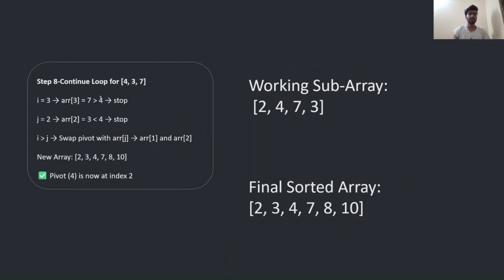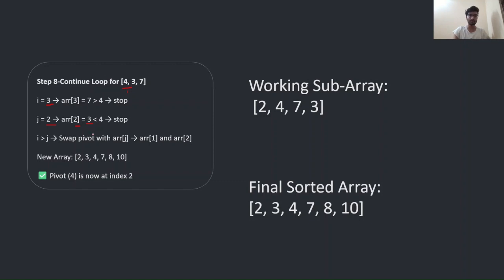Now, initially I was at position 2. Now, when we increment I to third position, we find 7. Now, since 7 is greater than pivot 4, we stop there. And we decrement j to second position. And since array at second position is 3, which is less than 4, which also satisfies the condition of it being smaller than pivot.